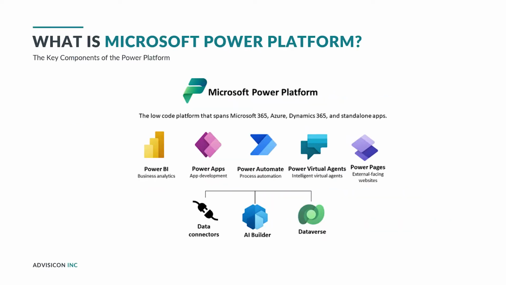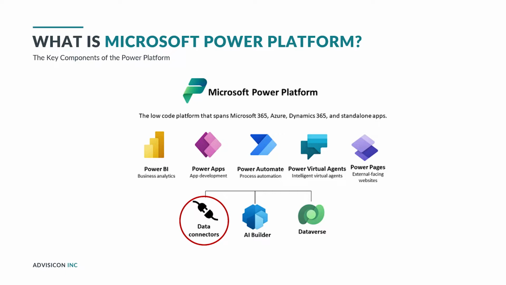So what is the Microsoft Power Platform? Well, as you can see here, it consists of a number of components and several items that are underpinning or supporting those components. As you see across the top here, Power BI for business analytics, Power Apps for building low-code business applications, Power Automate that allows us to automate business processes, Power Virtual Agents for building chatbots, and a new addition to the family that many people don't even know about, Power Pages, which allows us to build external-facing websites that are connected to the Power Platform.